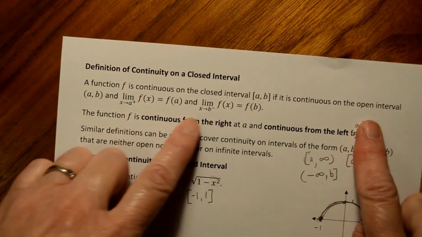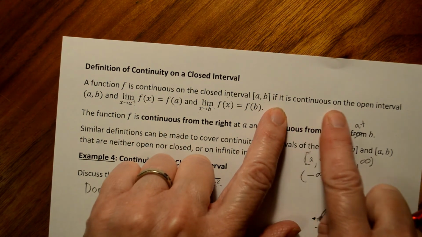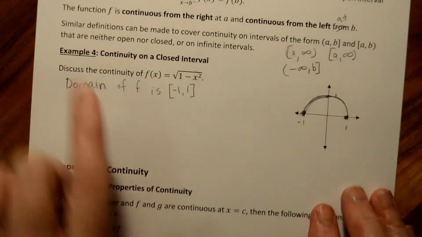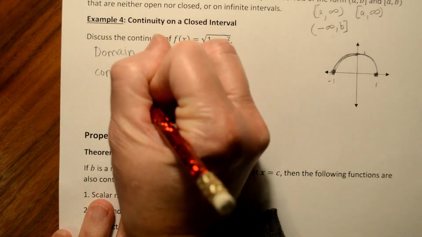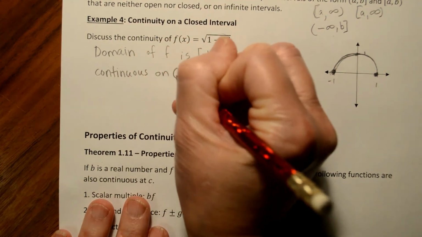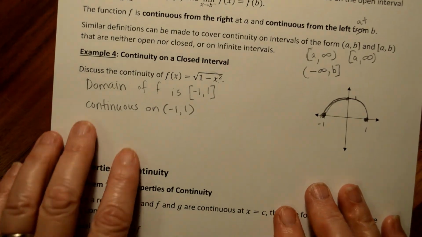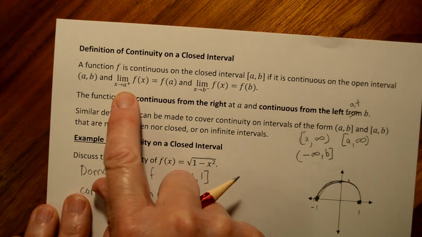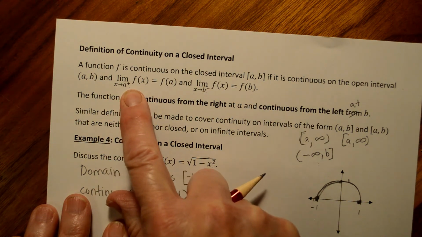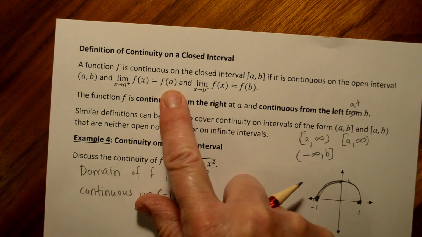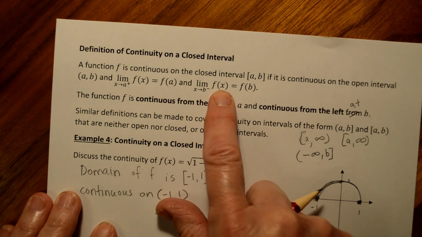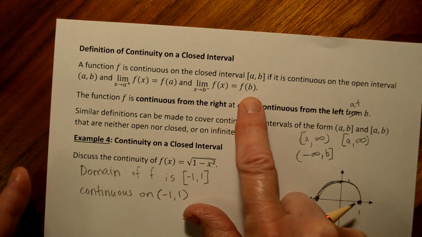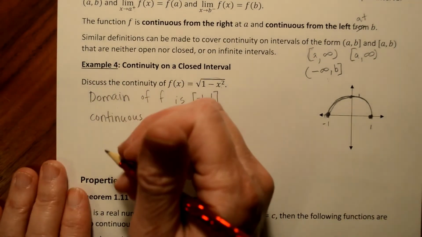So if we want to say it's continuous on the closed interval, we have to say that it's continuous on the open interval. So hopefully you agree that it's continuous on there. So we would say it's continuous on the open interval -1 to 1. And then we have to show that the limit as x approaches -1, or the lower endpoint, from the right is the value that it's defined to be. And then same thing here. As x is approaching +1 from the left, that the value of the function is how it's defined there, right?